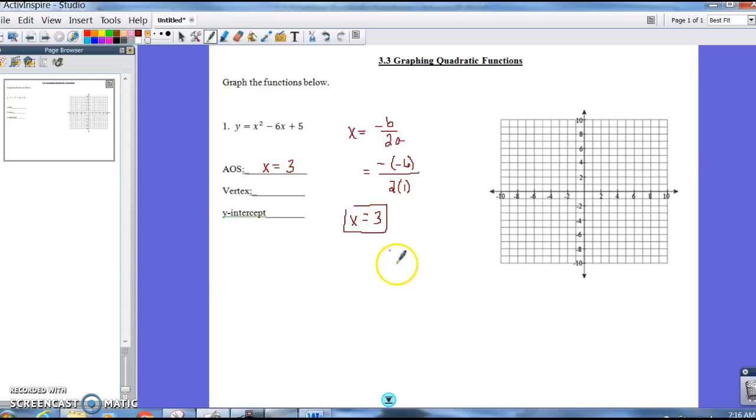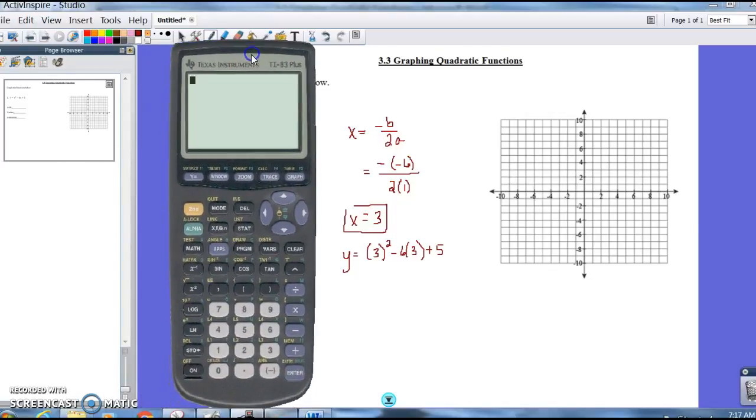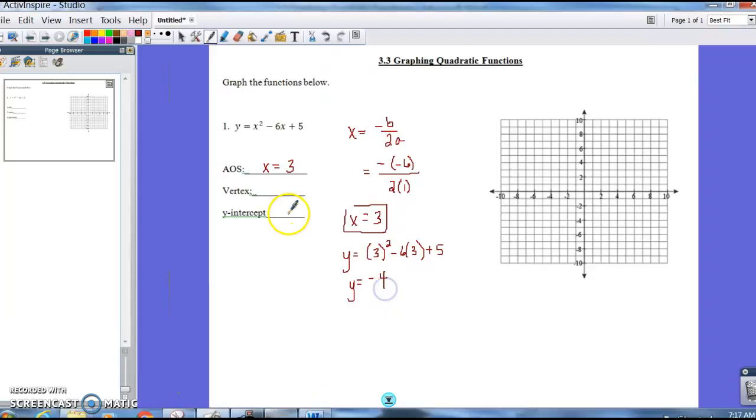And now to find the vertex, remember we just plug that back into the original equation. So I have y is equal to 3 squared minus 6 times 3 plus 5. Remember that we can just do that in our calculator. Let me pull that up. So in our calculator we're just doing parentheses 3 squared minus 6 times 3 plus 5. And that gives us negative 4. Okay, so y is negative 4. So our vertex then is at 3, negative 4.